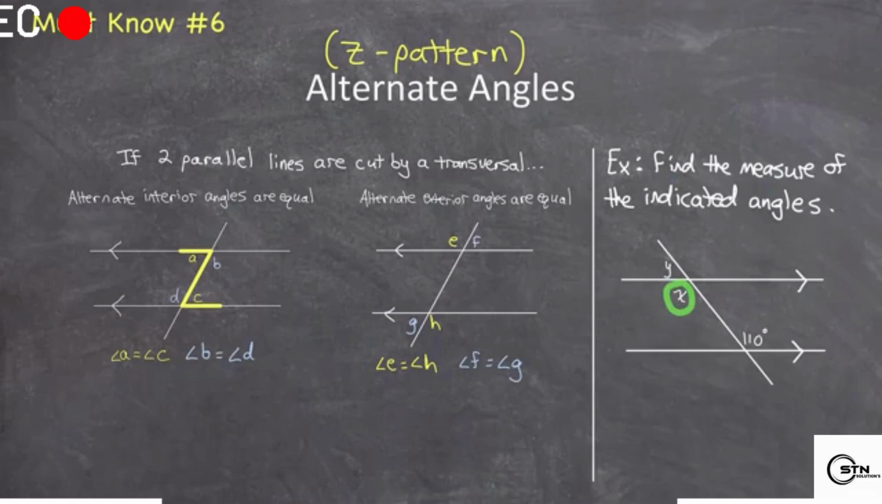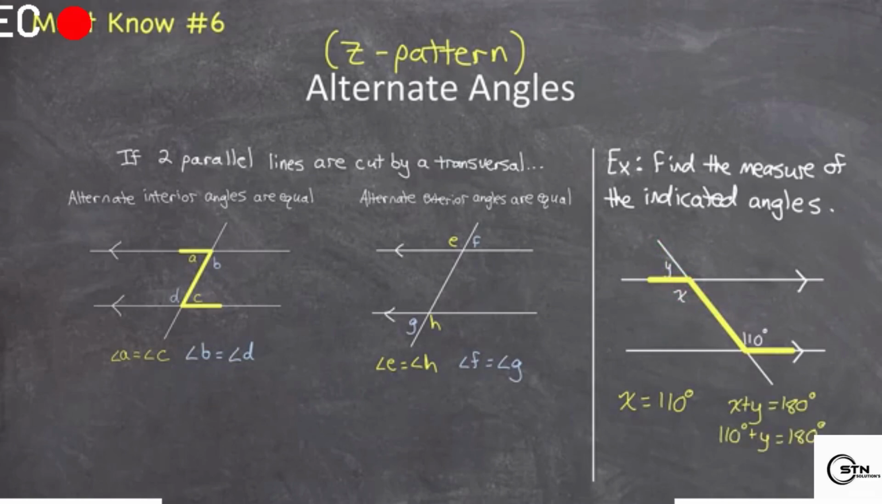In this diagram that I'll show you, let's find the measure of the indicated angles. So we need to find angle X and angle Y. I notice that X and 110 degrees are alternate interior angles, and I can draw that Z pattern so you can see that. Notice how they're both angles inside of that Z I drew. So I can say that X is equal to 110 degrees. The next thing I notice is that angle X and Y are supplementary. Those two angles form a straight line, so I know they add up to 180 degrees. And I know angle X is 110, which means angle Y must be 70 degrees.